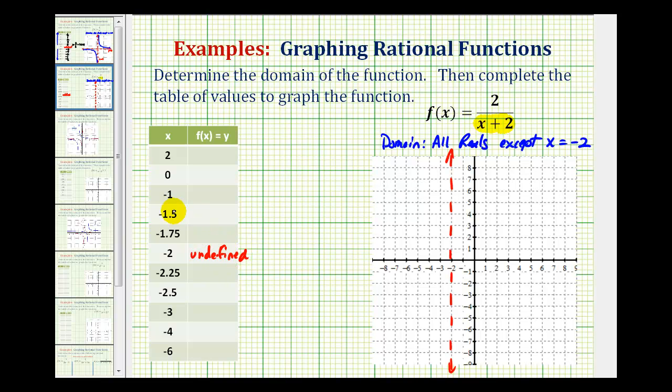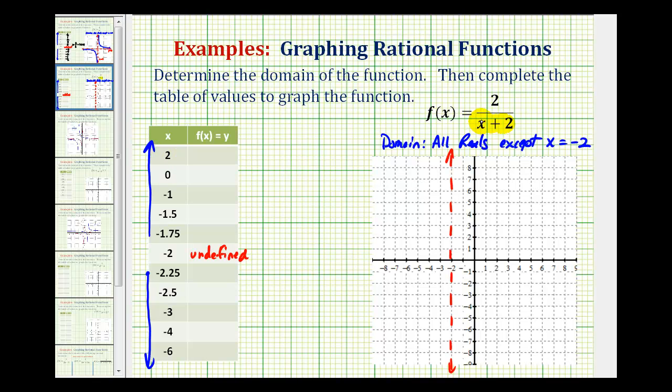So we want to select x values that are greater than negative 2 and less than negative 2. So it's usually a good idea to start with a value that's just a little bit larger than negative 2. For example, here we selected negative 1.75, and then select increasing values of x, and then select one value that's just a little bit less than negative 2, like negative 2.25, and then select decreasing values of x, as we see here. So now we'll perform substitution into the function to determine the corresponding y values and then plot the points.